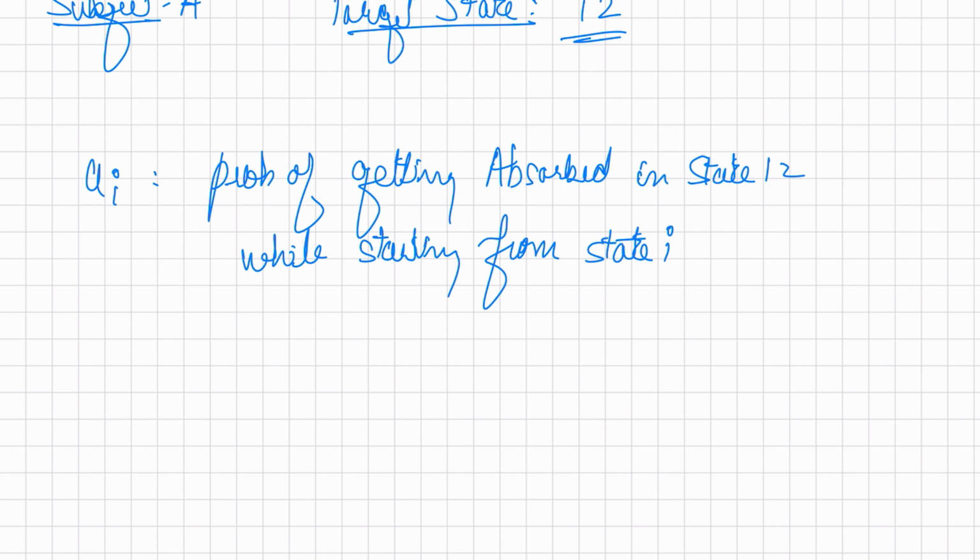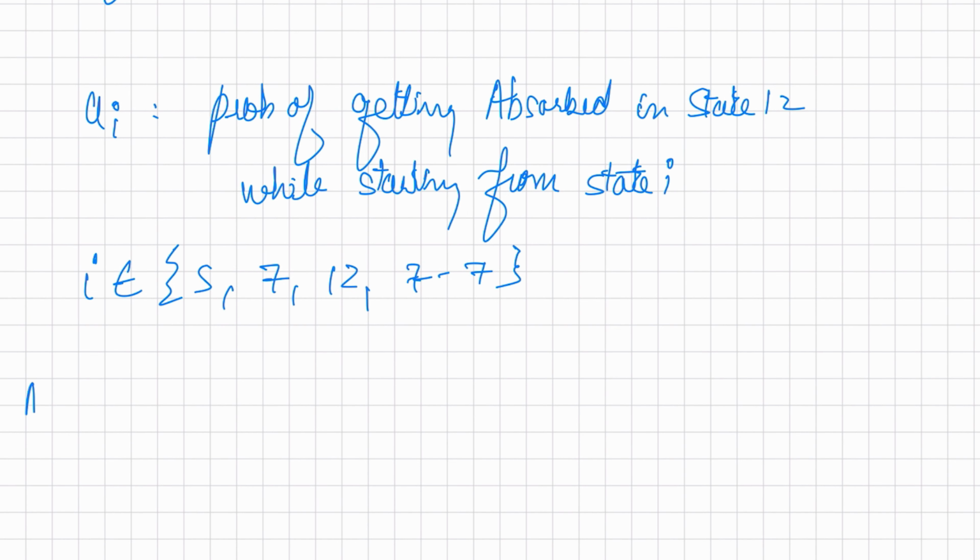What it means is basically, if you're in state i, what is the probability that you get absorbed in state 12? And again, state i has to be one of the states in the state space. So it can be the starting state S, it can be state 7, it can be 12, it can be 7, 7. These are all the possible states we have. So let's do the absorbing states first.